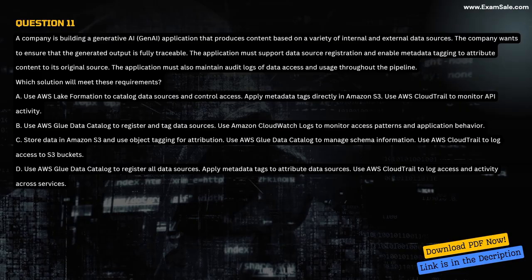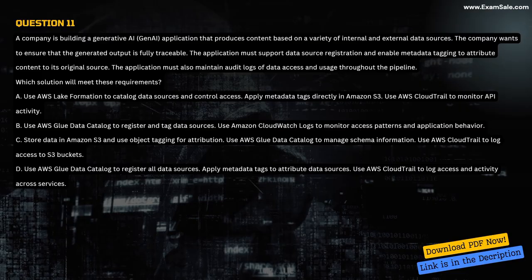A. Use AWS Lake Formation to catalog data sources and control access. Apply metadata tags directly in Amazon S3. Use AWS CloudTrail to monitor API activity. B. Use AWS Glue Data Catalog to register and tag data sources. Use Amazon CloudWatch Logs to monitor access patterns and application behavior.